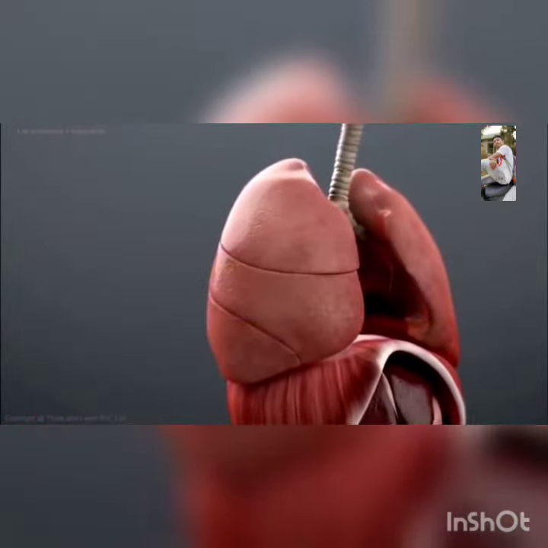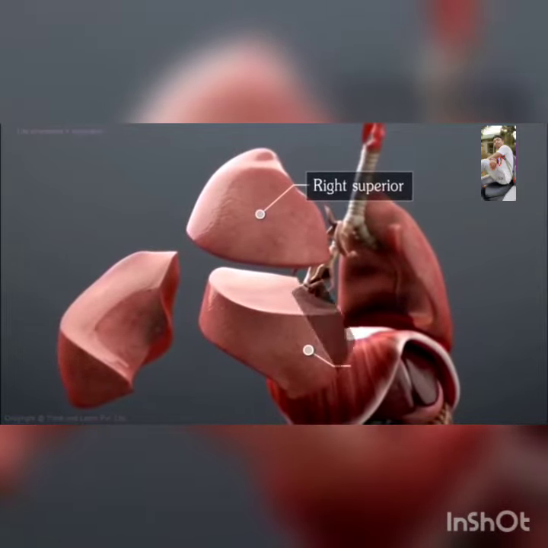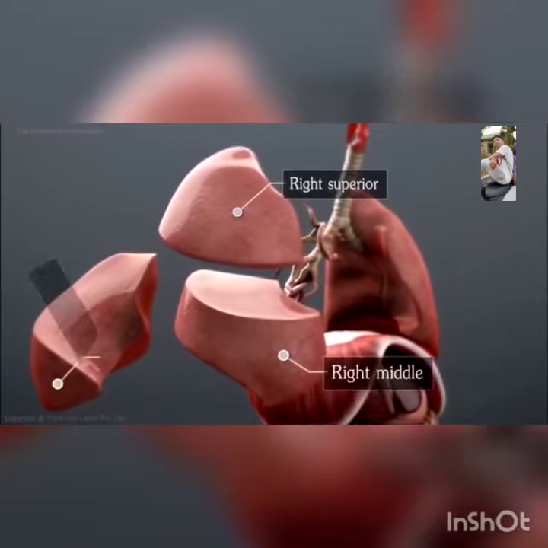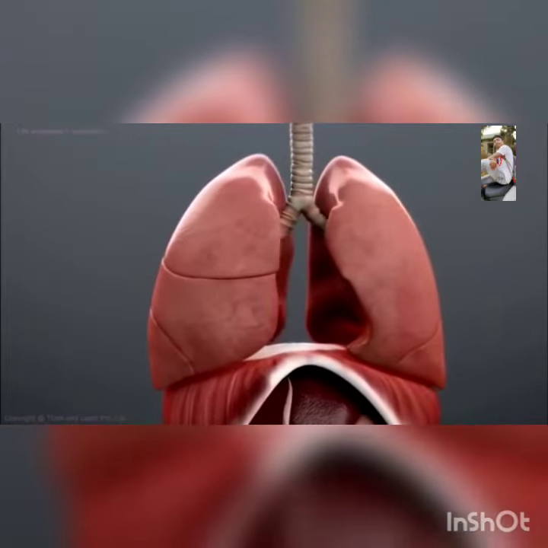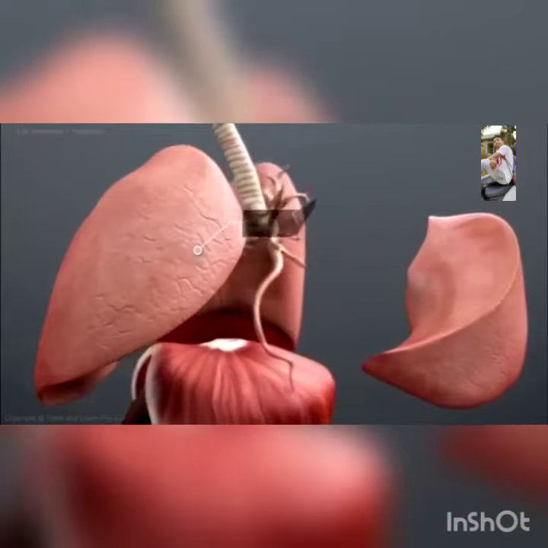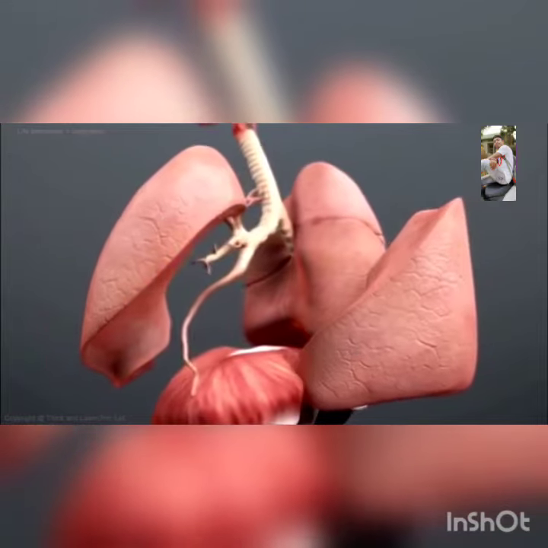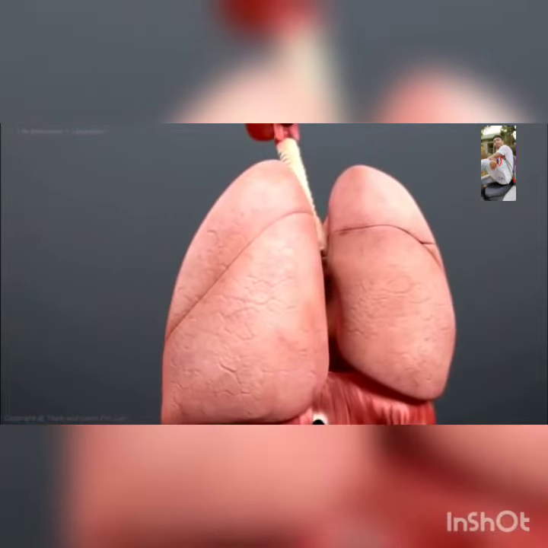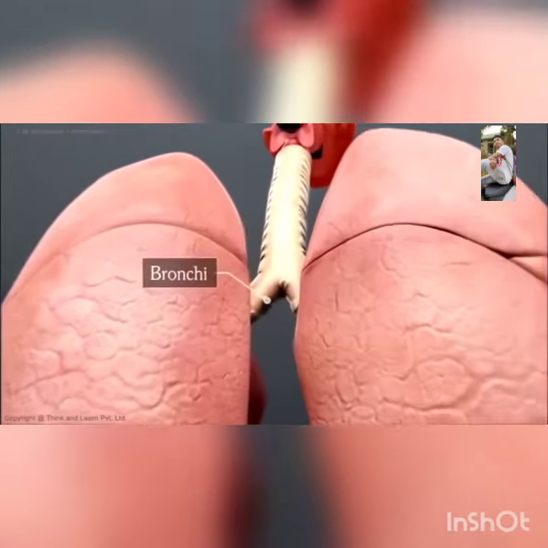The right lung is divided into three lobes: the right superior, the right middle, and the right inferior lobe. The left lung, which is smaller to accommodate the heart, has only two lobes: the left superior and the left inferior lobe. Both lungs are associated externally with small tubular bronchi, which unite and extend into the trachea.